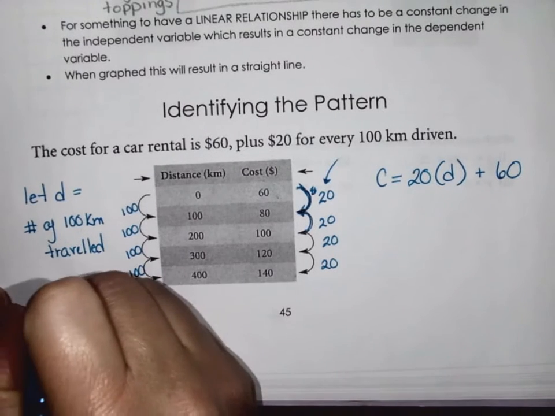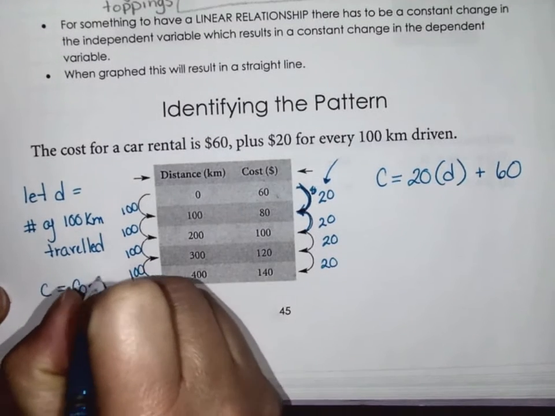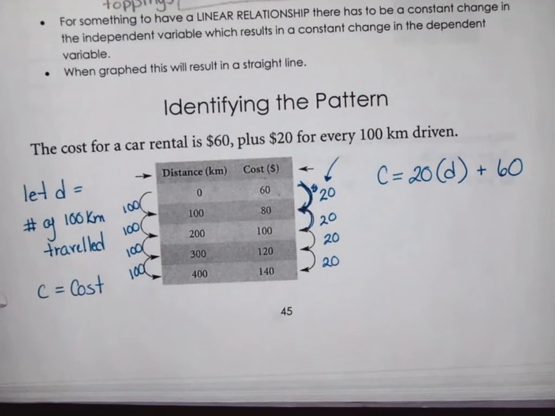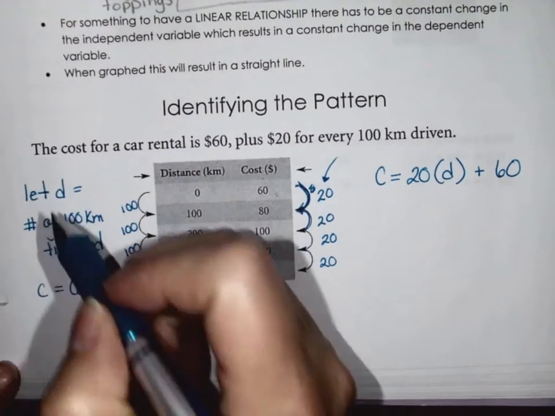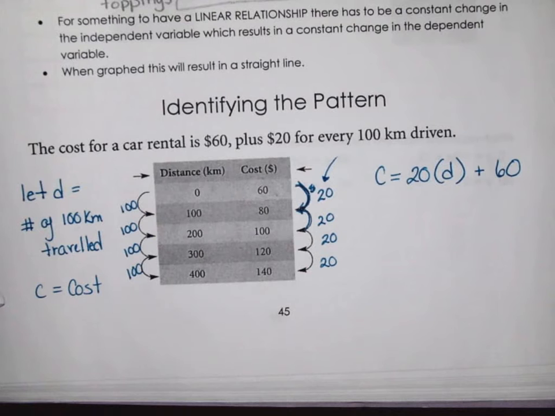Oh, and I guess I should say, let's see, equal cost. Define both my variables. So I'm going to tell you what each variable means. Let D equal the number of 100 kilometers traveled, because we're only doing them in 100 kilometer chunks. And C is going to equal the cost.